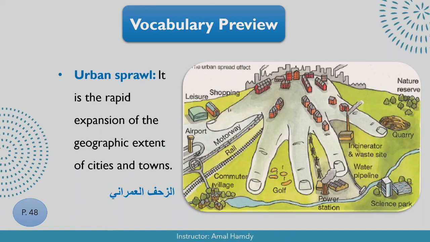And lastly, we have urban sprawl. This is rapid expansion of the geographic extent of cities and towns, الزحف العمراني. And this picture illustrates it perfectly. As you can see, in the picture before you, the hand, it's sprawling. It's pushing out the green areas and expanding the cities, the blocks, the concrete. So this is a clear example of urban sprawl.